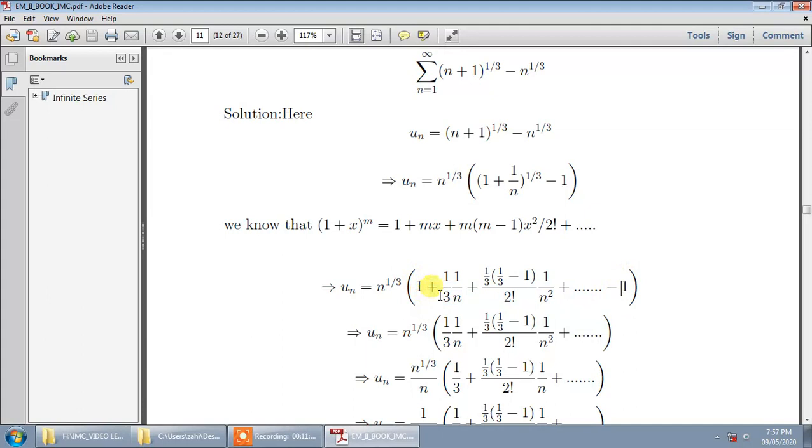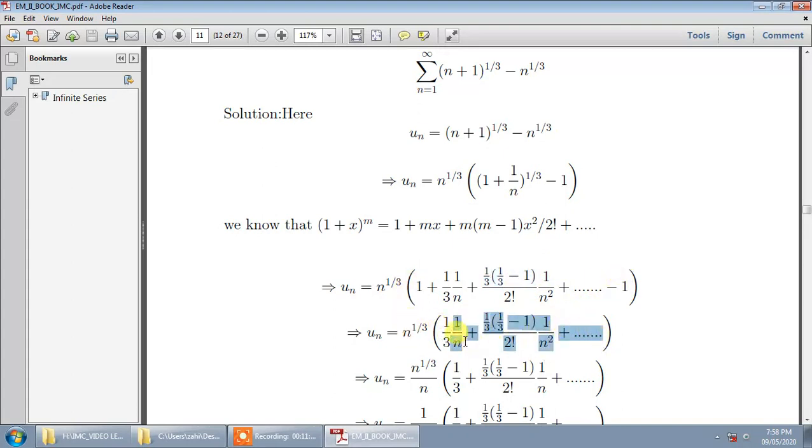So this is 1 plus this is m. Okay, m value is 1 by 3, you can check, m value is 1 by 3 and x value is 1 by n. So 1 plus mx, this is m and that is x. Okay, so m minus 1, divided by 2 factorial, into x square. X square means 1 upon n bracket square and so on. So minus 1 plus 1 will get cancelled, and we will be having this series.